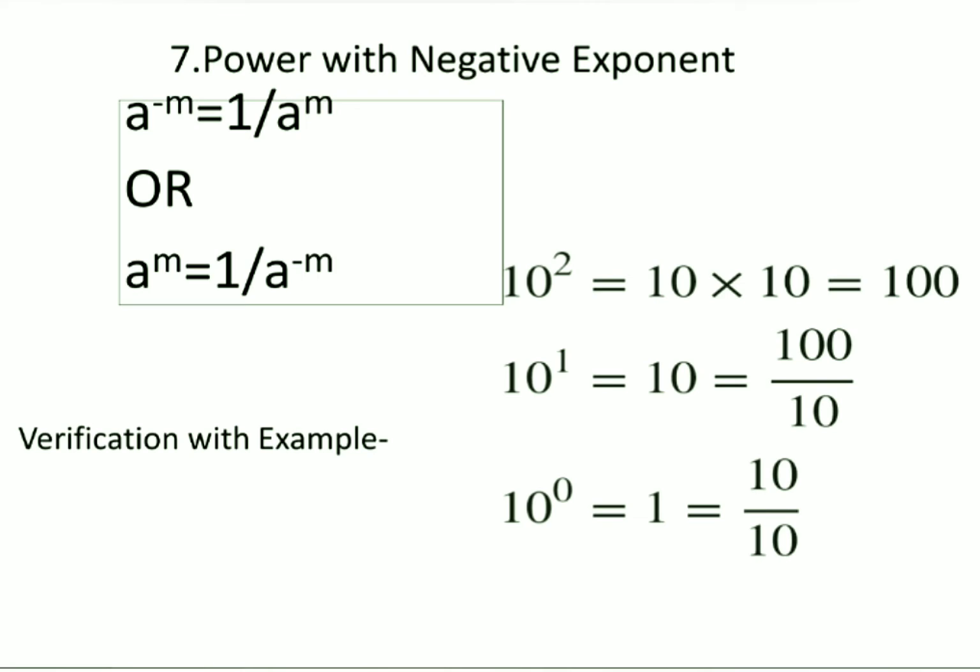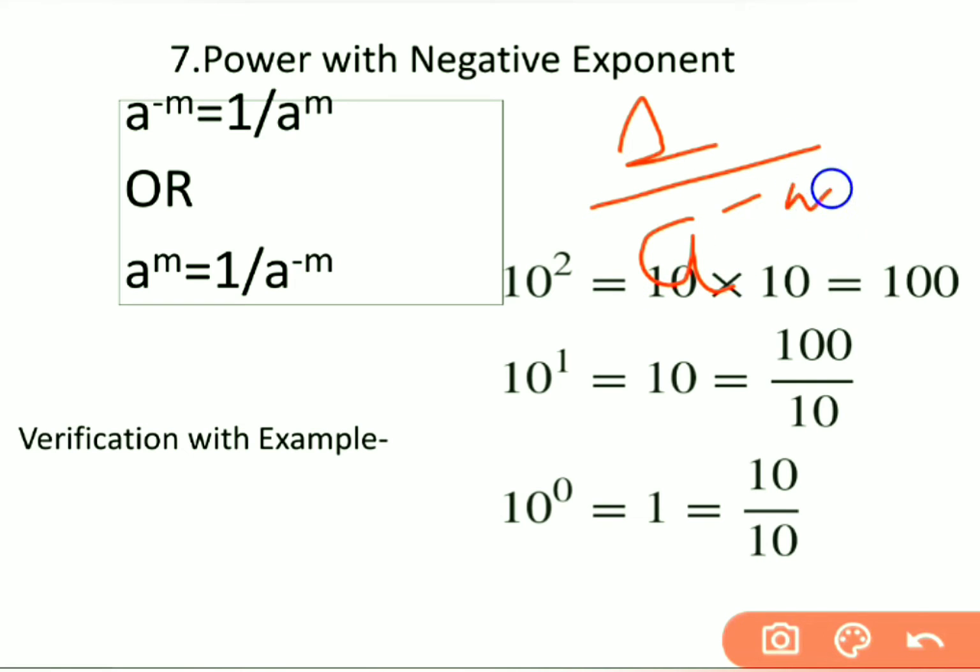Next law of exponent is about power with negative exponent. Means the power of the exponential number becomes negative. As you will see on the screen, the laws are written as a raised to the power minus m is equal to 1 upon a raised to the power m, or a raised to the power m is equal to 1 upon a raised to the power minus m.